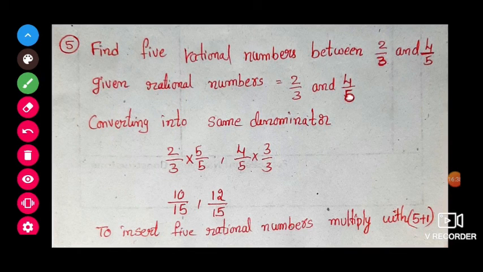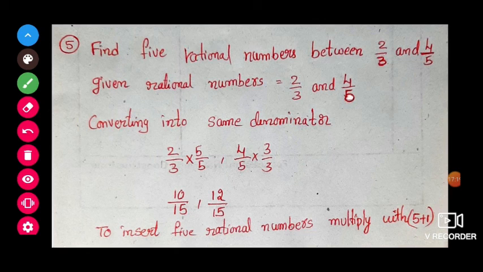Next, one more question. Find 5 rational numbers between 2 by 3 and 4 by 5. Now first we take the given rational numbers 2 by 3 and 4 by 5. If you observe, both the rational numbers have different denominators. So first we have to convert them into the same denominators. After converting, 2 by 3 into 5 by 5, 4 by 5 into 3 by 3, we will get 10 by 15 and 12 by 15. Here the denominators are the same, but the numerators 10 and 12 have a difference of only 1. Means we will get 11 by 15 only.